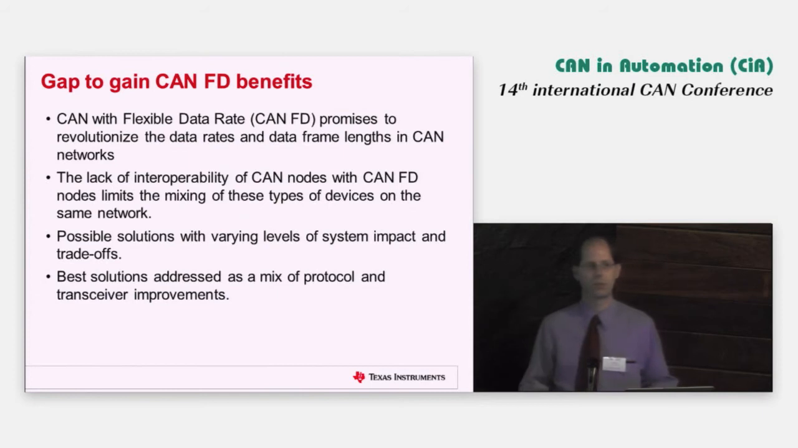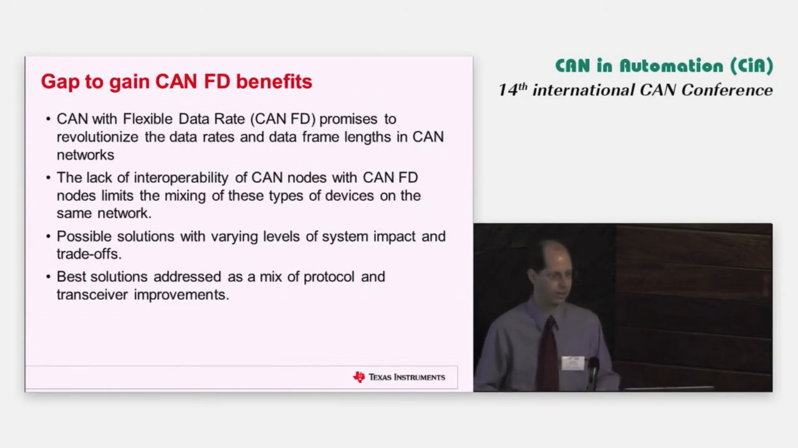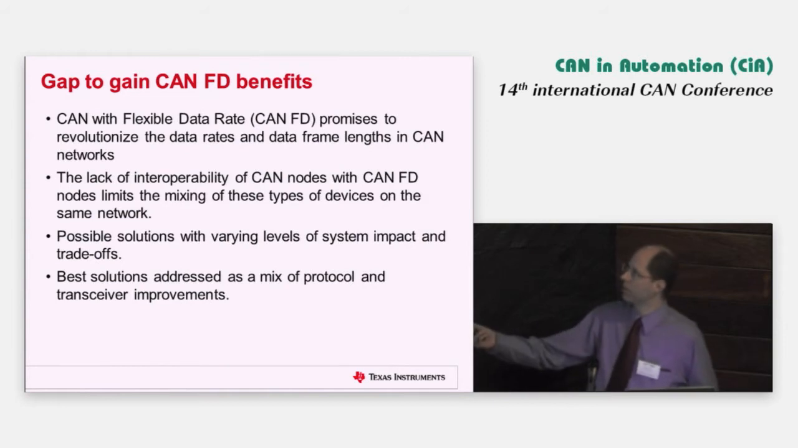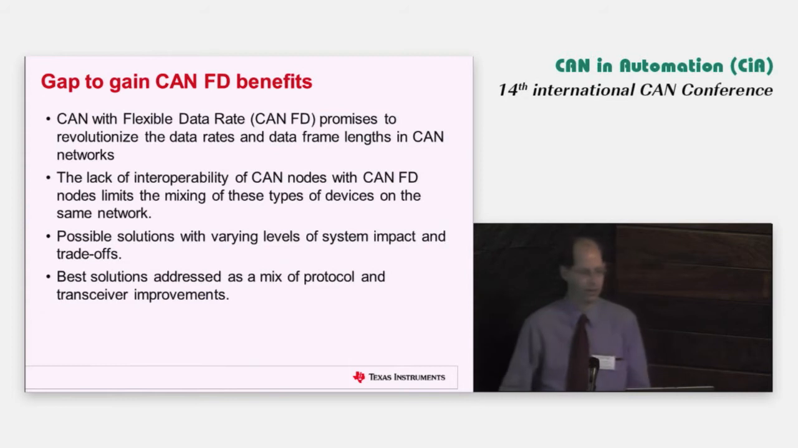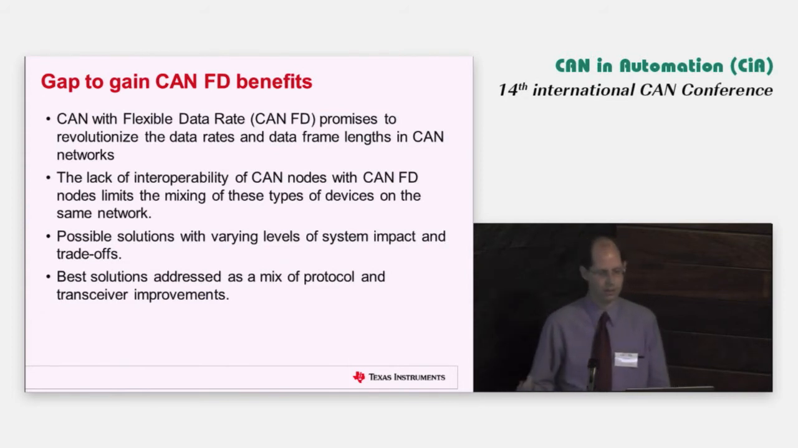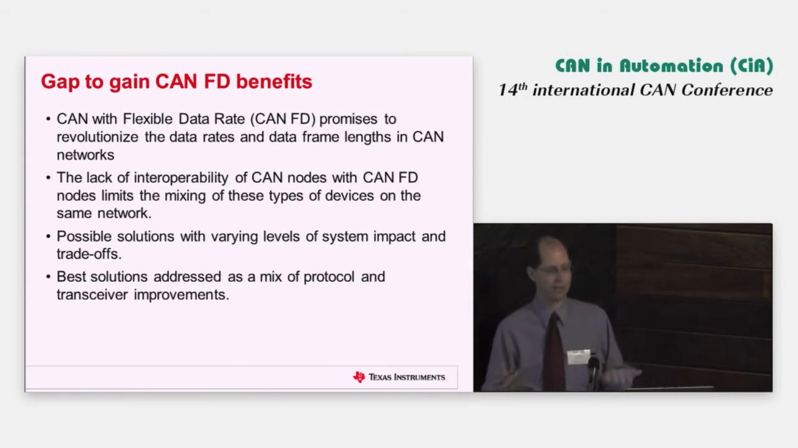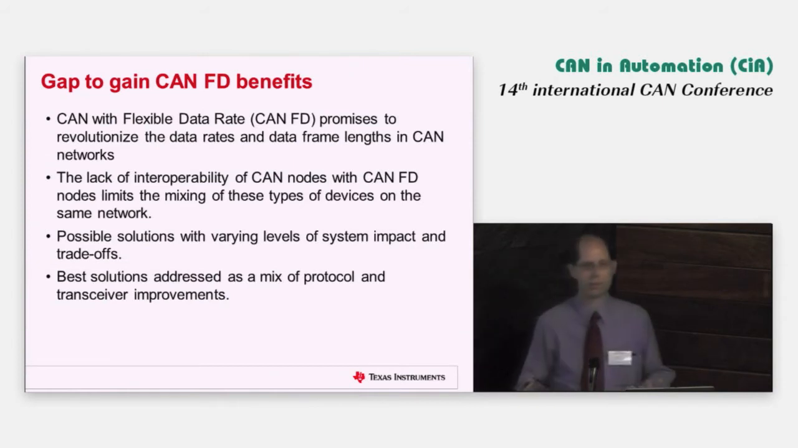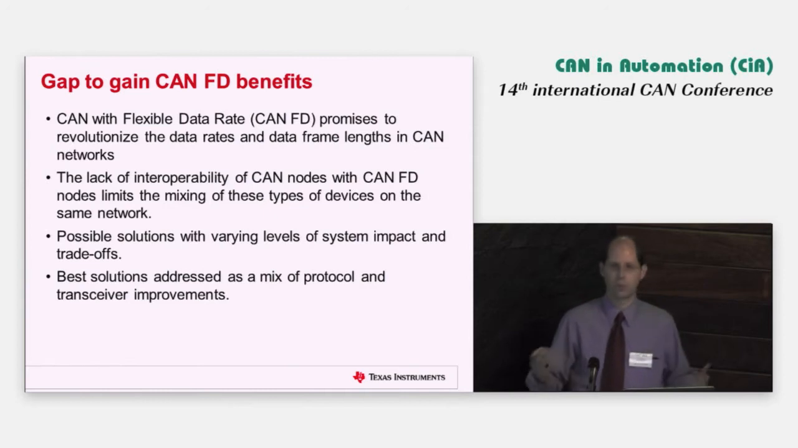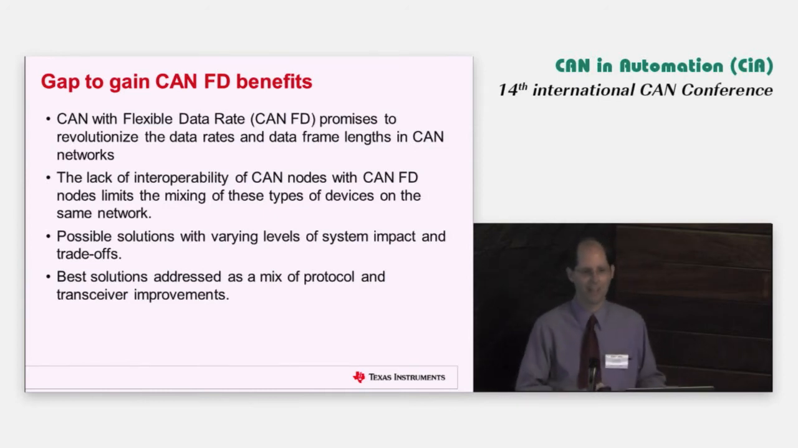So a lot of our customers want to get the benefits of FD sooner, or at least partial benefits of FD sooner than actually getting all the nodes ready and converted over. So we see that CAN FD promises to revolutionize the data rate and the frame lengths in CAN networks, but this lack of interoperability of CAN nodes with CAN FD nodes limits the mixing of these type of devices on the same network. Sure, you can do it. You can run CAN FD and CAN mode, but then you get no benefit.